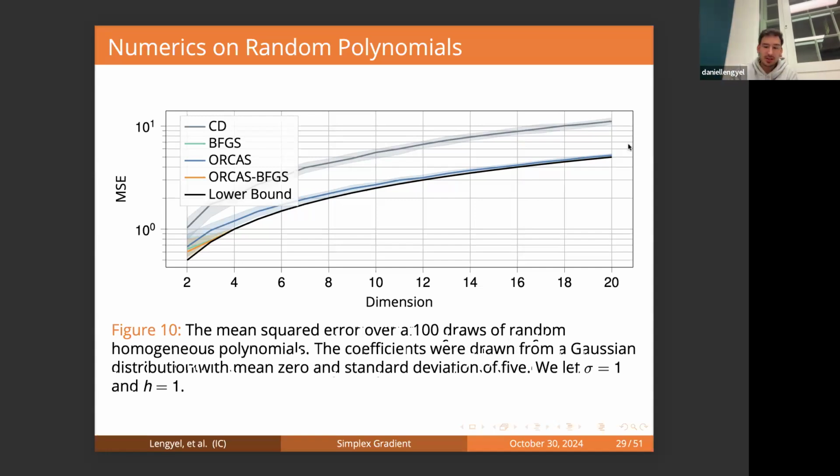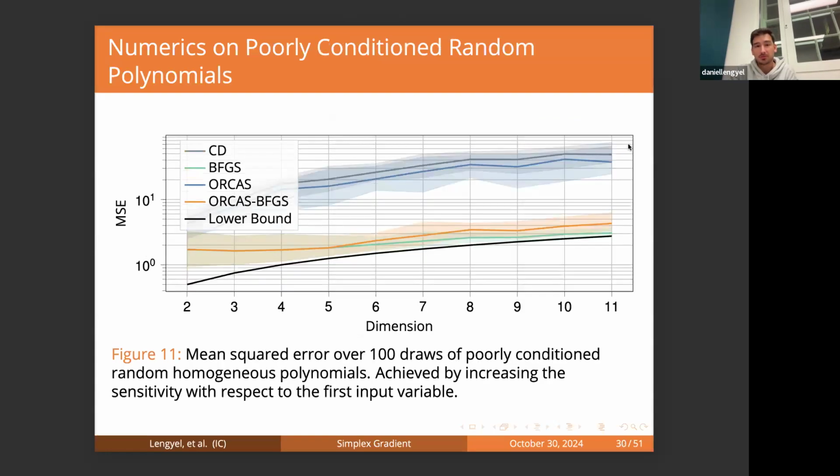And on the other side, when you have an ill-conditioned polynomial, or let's say one direction is very, very large while the other ones are rather small in scale, then you get different behaviors where Orcas doesn't behave that well anymore. But again, Orcas with numerical methods, the numerical solver themselves, is close to the lower bound and an order of magnitude better than the other methods.